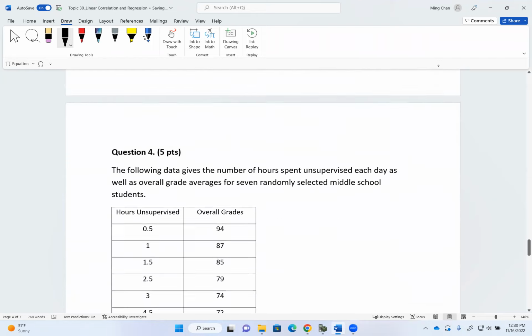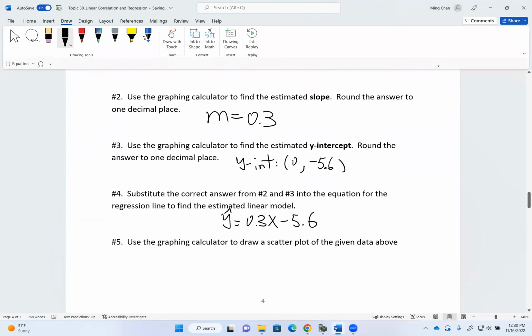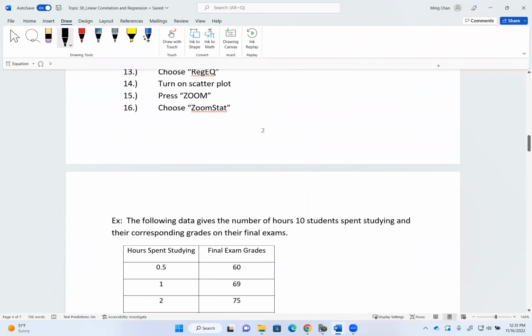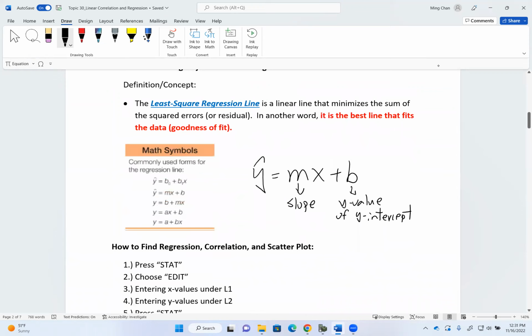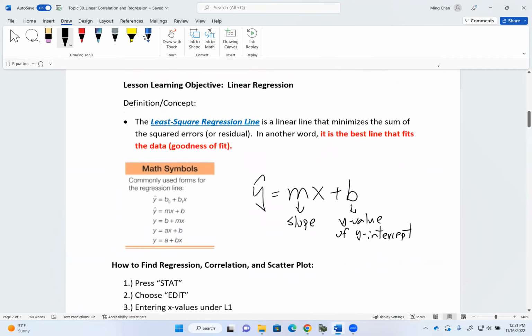All right, just real quick, showing you what a linear correlation coefficient is and what a linear regression is. We're trying to see if our data has any linear relation to it, and our linear correlation coefficient R determines how strong that relationship is. And the regression is your best line that fits through the entire data. We call that the goodness of fit.